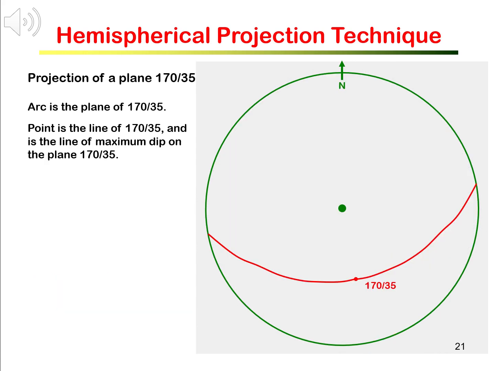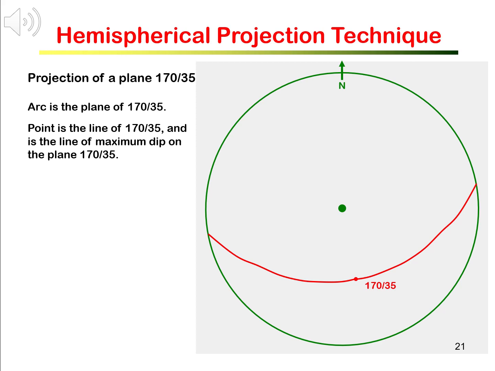Again, remove the tracing paper from the base net. You will have the drawing on the tracing paper look exactly like the one here. It is an arc bending nearly right down towards the south. This is a projection of the plane with orientation 170 and 35.